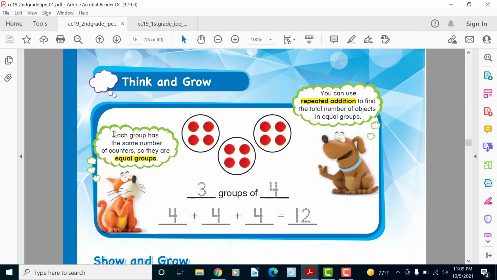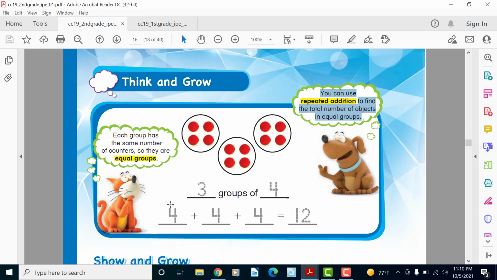Here, Descartes the cat says, each group has the same number of counters, so they are equal groups. Do you see 1, 2, 3, 4 in this group, 1, 2, 3, 4 in this group, 1, 2, 3, 4 in this group, and it says 3 groups of 4. Now let's look at what Newton the dog says. You can use repeated addition. Do you see the yellow words there? Repeated addition to find the total number of objects in equal groups.